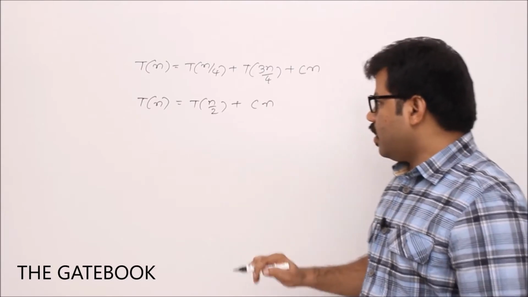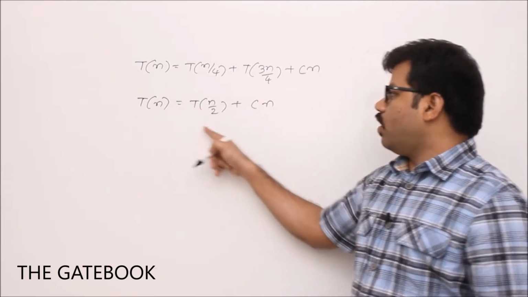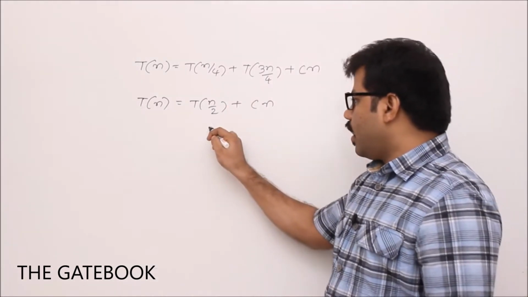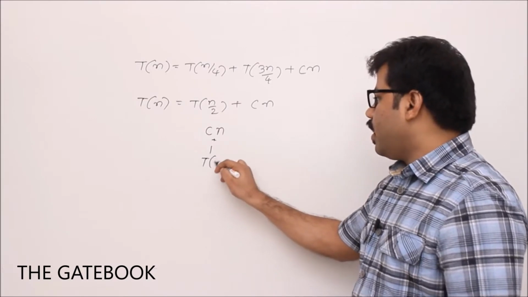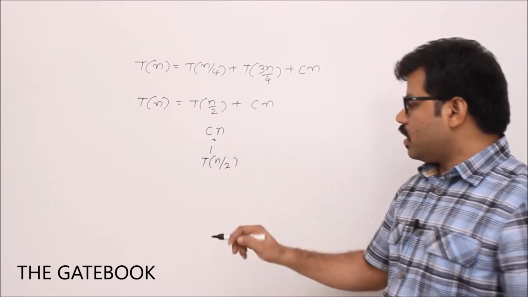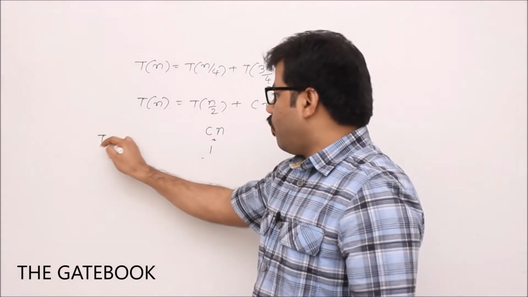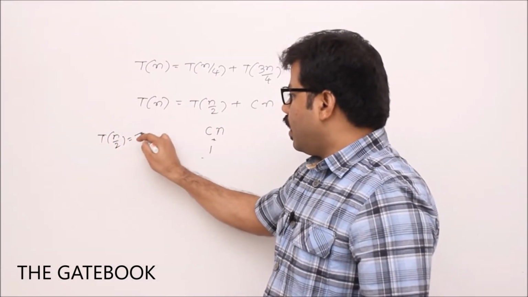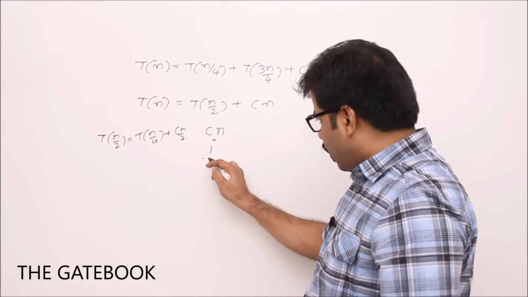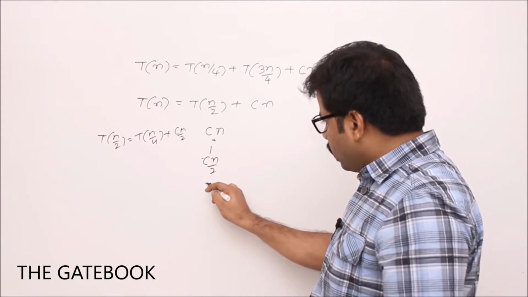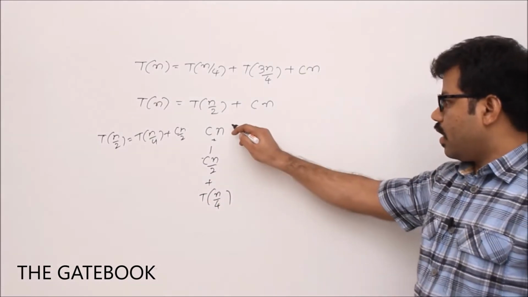Then I can understand that the value of T of n is Cn plus the value given by T of n by 2. So I can write in this tree model Cn plus the value given by T of n by 2. But what is the value given by T of n by 2? According to the recurrence relation, T of n by 2 equals T of n by 4 plus C into n by 2, correct? So that's why I write here Cn by 2 plus the value given by T of n by 4. In that way we can draw the recurrence tree.